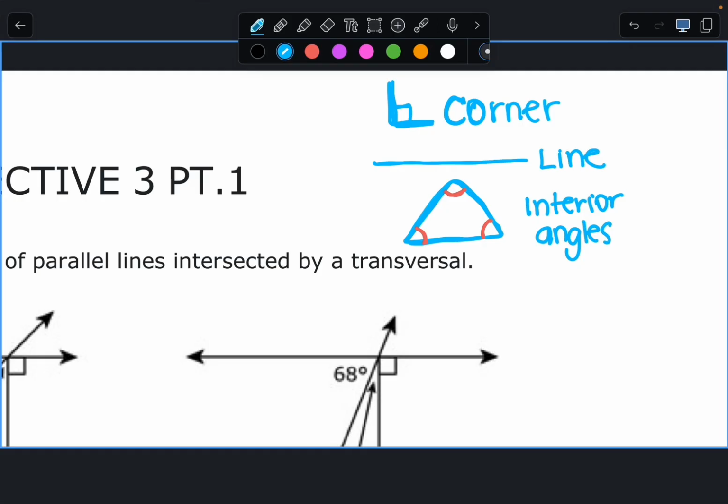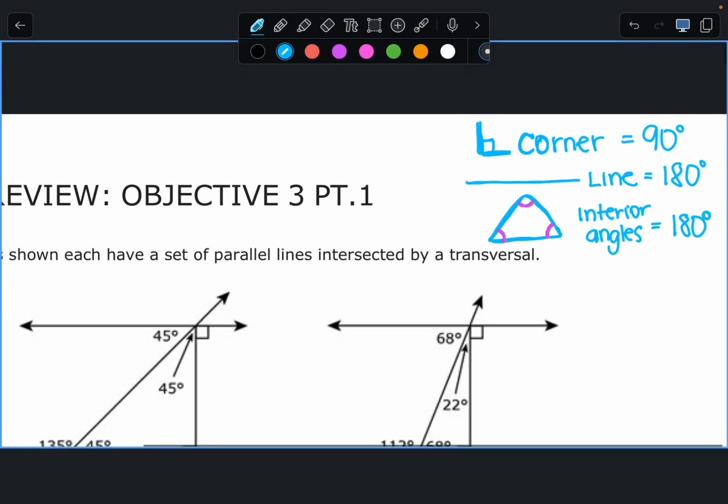First part of this packet is about angles. I'm going to work through those with you. A corner measures how much? 90 degrees. A straight line? Very good, 180. Now, if I add all the interior angles of a triangle, all the inside angles? It's also 180. All the inside angles of a triangle add up to 180. Those three things you need to know in order to be able to answer this.